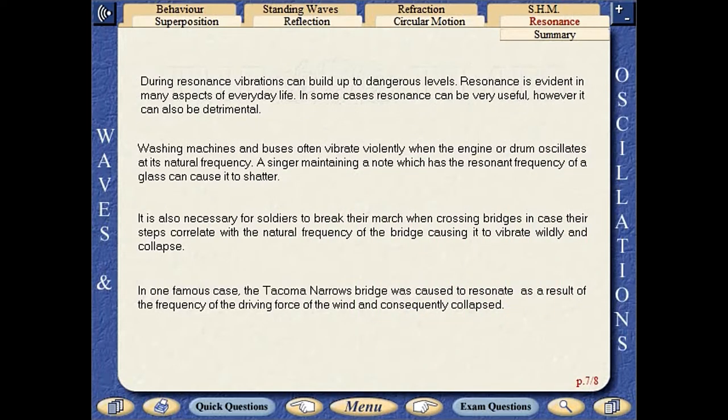During resonance, vibrations can build up to dangerous levels. Resonance is evident in many aspects of everyday life. In some cases, it can be very useful, but it can also be detrimental. Washing machines and buses often vibrate violently when the engine or drum oscillates at its natural frequency. A singer maintaining a note which has the resonant frequency of a glass can cause it to shatter. It's also necessary for soldiers to break their march when crossing bridges, in case their steps correlate with the natural frequency of the bridge, causing it to vibrate wildly and collapse.